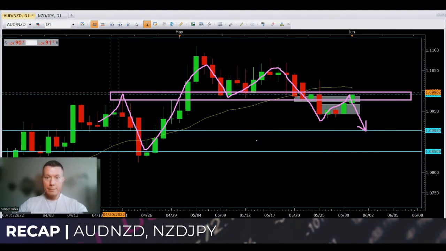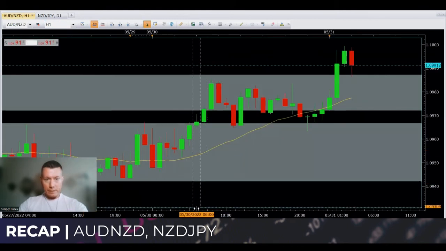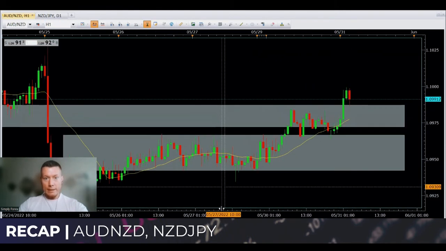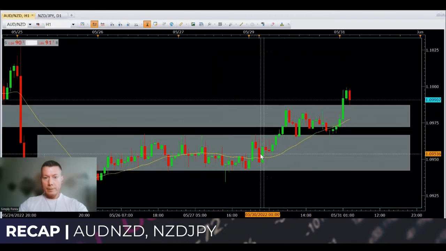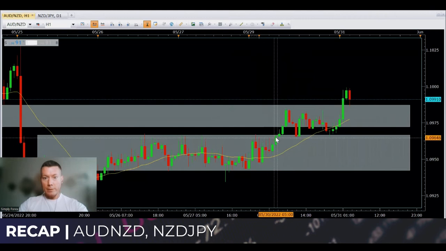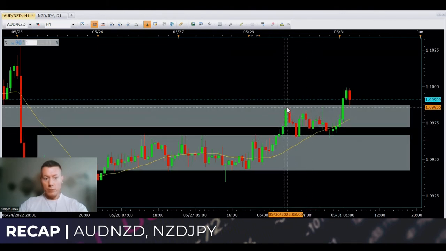But let's look at H1 so we can see this in more detail. Yesterday, like I say, guys, we had a couple of grey zones. By the time I got up, it's around here. Then price did come up into our grey zone here, and we got this bearish candle.